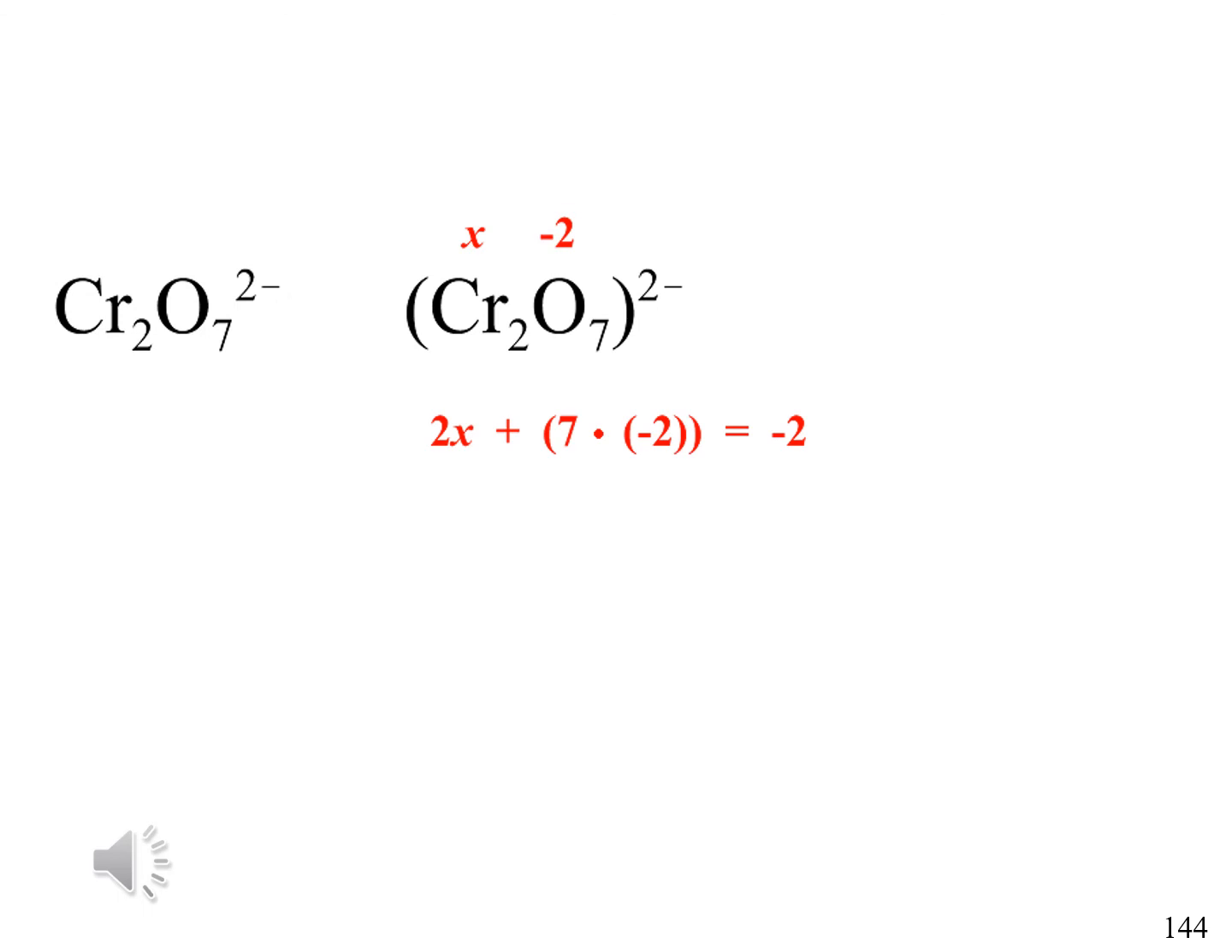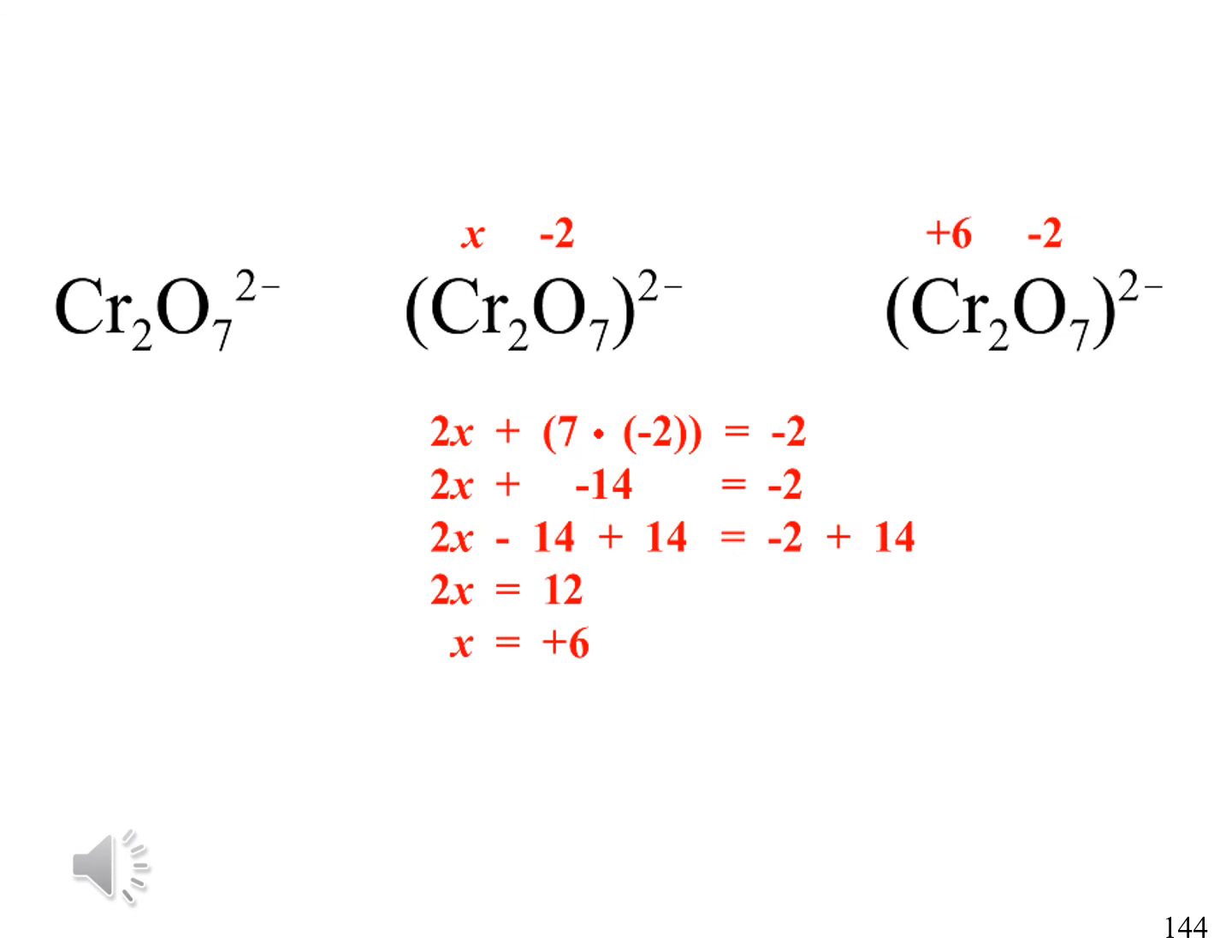This is the dichromate ion, and so if you were going to do this one, put a -2 above the oxygen and an x above the chromium, but this time you have 2 chromiums, so you're going to have to make it 2x. The whole thing has to add up to the charge -2, so you're going to end up with 2x plus 7 times -2 equals -2. So if you solve this for x, it shows that the chromiums are +6 and the oxygen is -2.